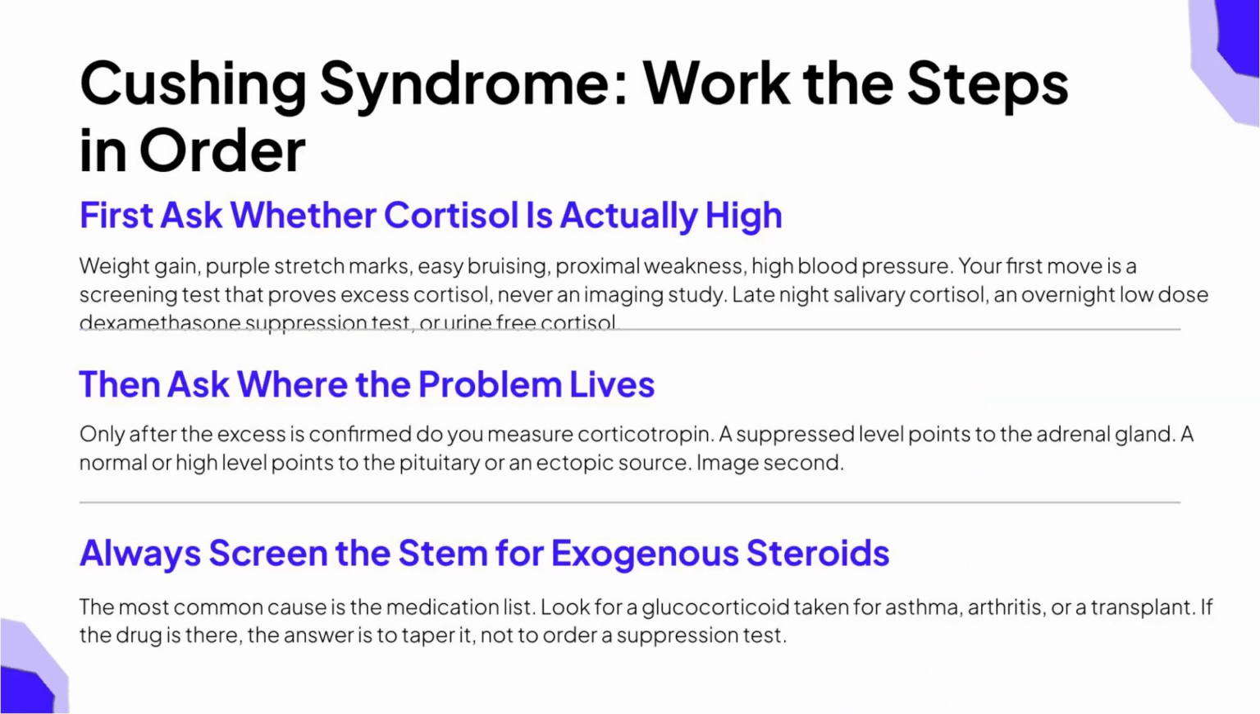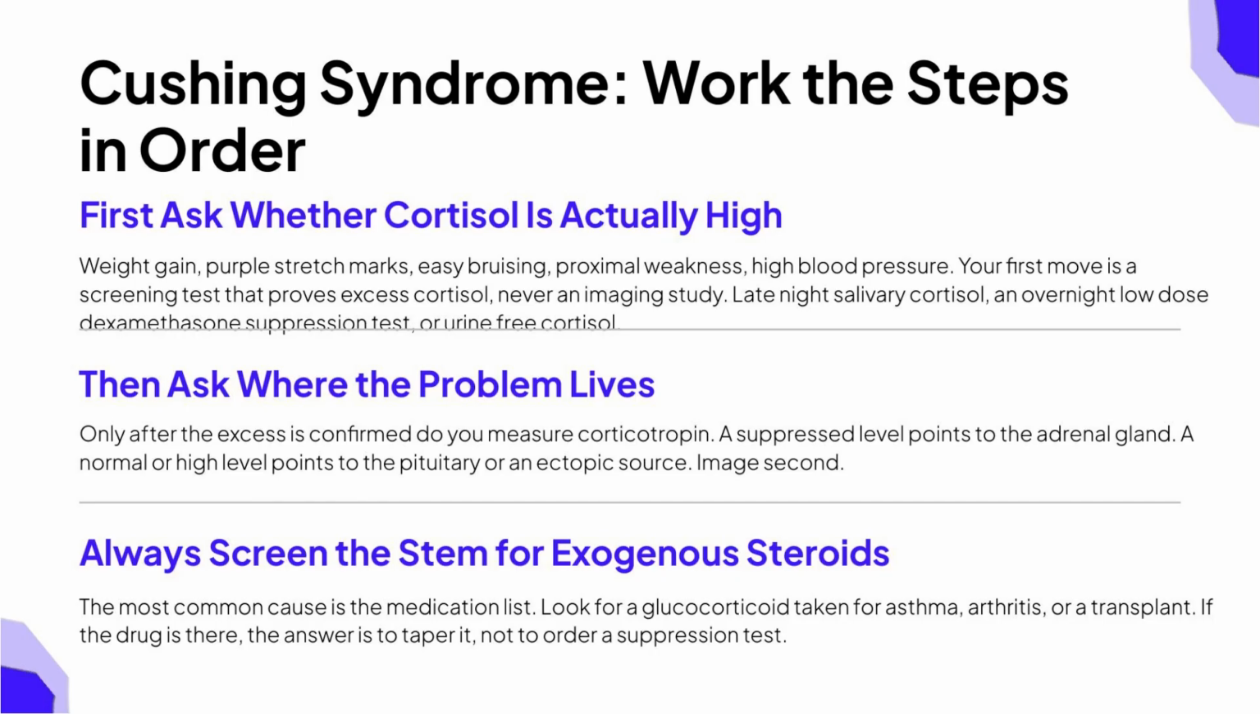Cushing syndrome is a workup question, testing whether you run the steps in order. Step 1. Ask whether cortisol is actually high. The stem gives the classic picture: central weight gain, purple stretch marks, easy bruising, proximal muscle weakness, and high blood pressure. Your first move is a screening test that proves cortisol is elevated: late-night salivary cortisol, an overnight low-dose dexamethasone suppression test, or a 24-hour urine free cortisol. Imaging is not the first step.